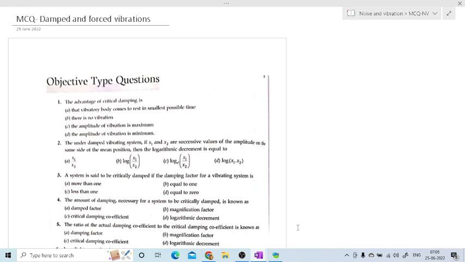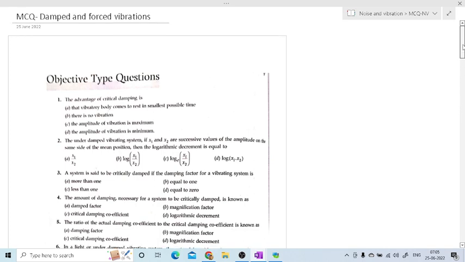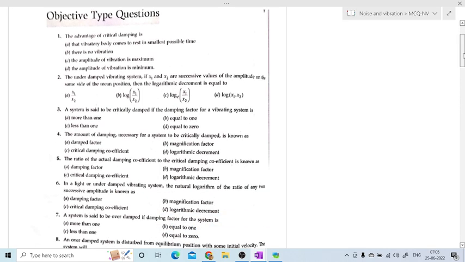So I have taken the multiple choice questions on damped vibration and forced vibration. On the front page, the multiple choice questions which are available are of the damped vibration. So we will start to solve. The first question, just read: the advantage of critical damping.